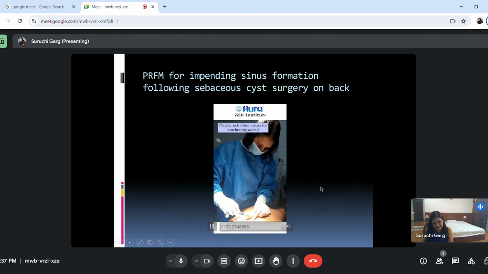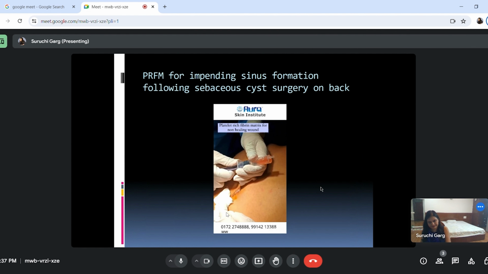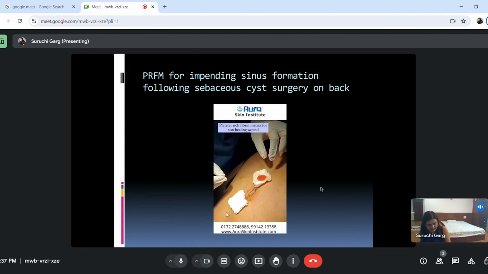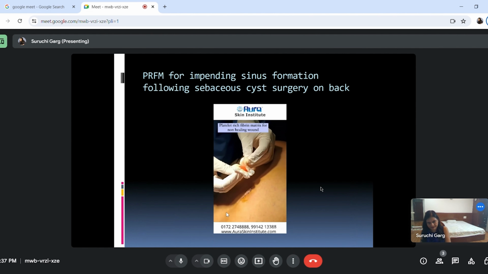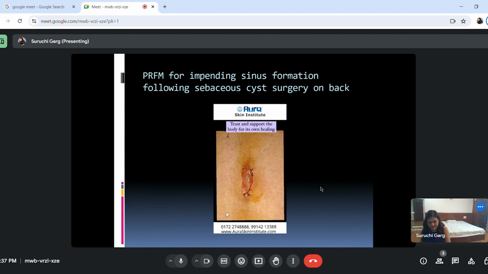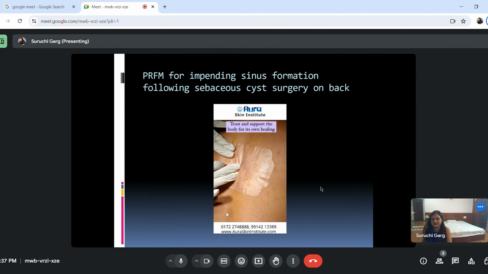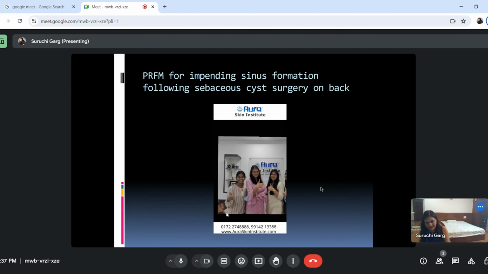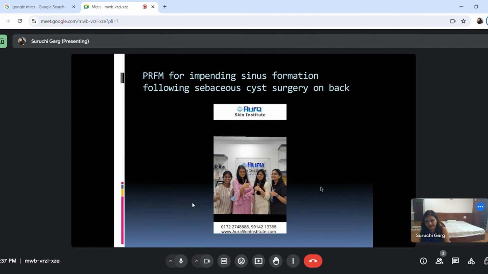So yeah, this was the scar, and then we prepared platelet-rich fibrin matrix, and carefully, after all the sterile conditions, we implanted it over the non-healing wound, where I was expecting that a sinus formation could be there, and secured it with the collagen dressing. And as I showed you, we had a completely healed scar in the next 3 weeks.